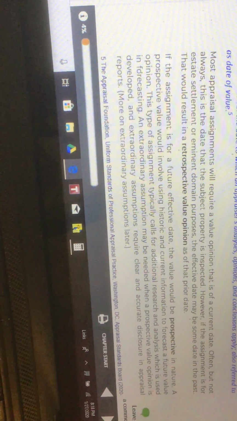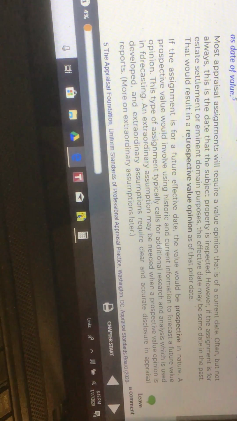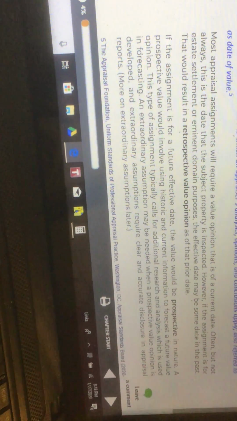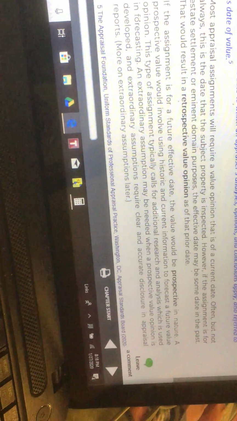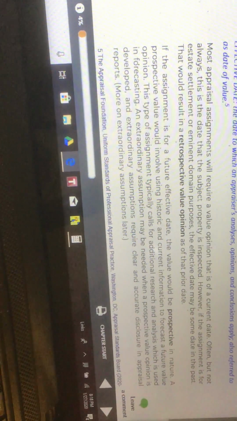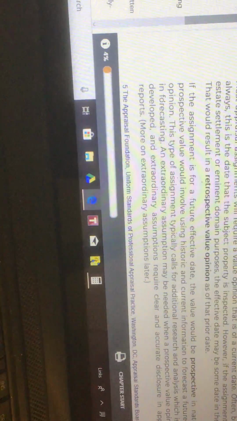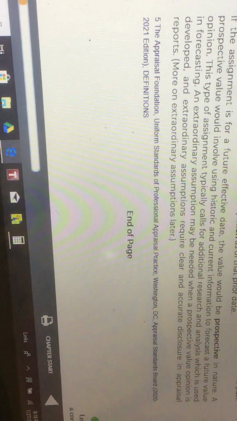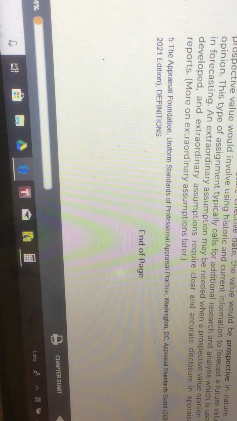And extraordinary assumptions require clear and accurate disclosure in appraisal reports. More on extraordinary assumptions later. 5. The Appraisal Foundation, Uniform Standards of Professional Appraisal Practice, Washington, D.C. Appraisal Standards Board, 2020-21 edition, definitions, end of page.